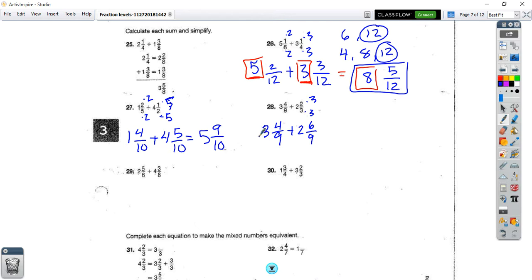So as I look at this, I add 3 plus 2 gives me 5 wholes, and then 4 plus 6 gives me 10 ninths. Well, this is a problem because this is an improper fraction. But if I just take this section, that's going to be equal to 1 and 1 ninth. And then I have my 5 wholes over here. So now I have 1 and 1 ninth plus 5 is equal to 6 and 1 ninth. Is my whole answer.